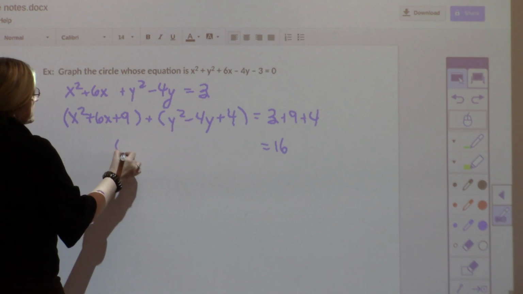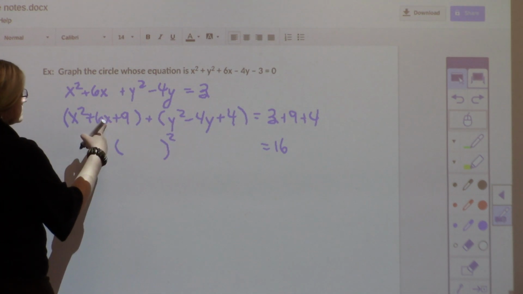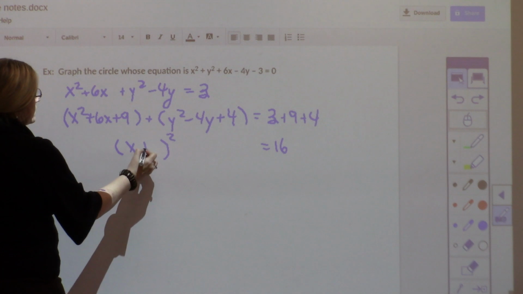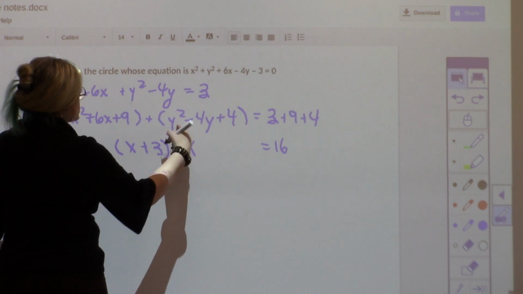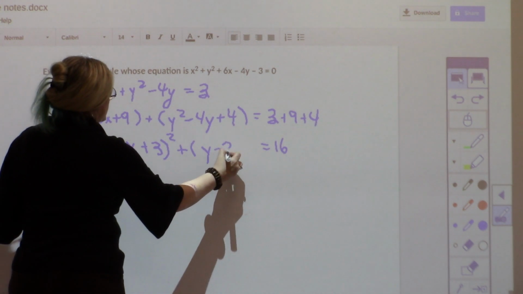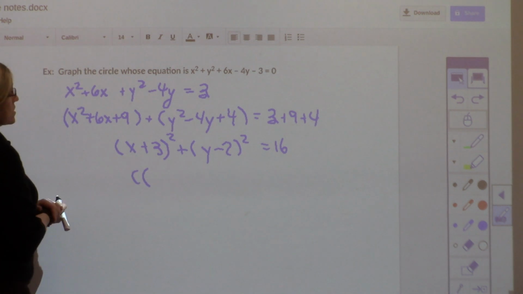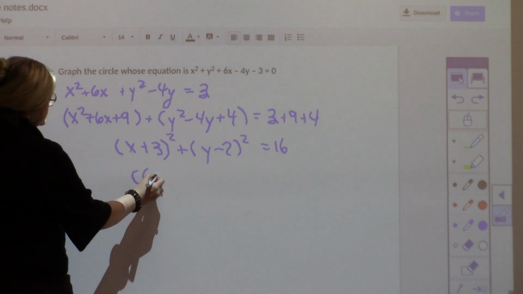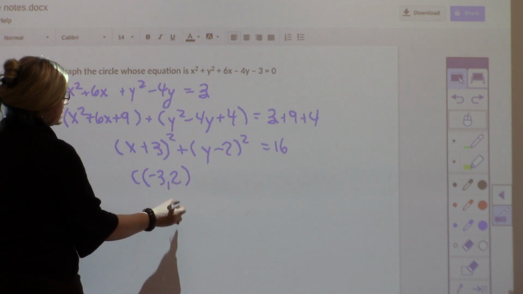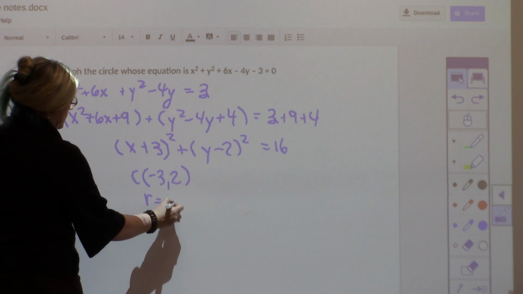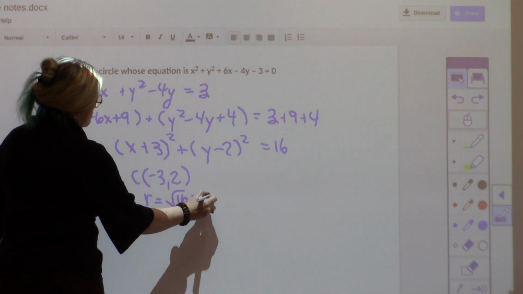So this is the perfect square of what? (x plus 3) squared, and this is (y minus 2) squared. So now, the center of this circle is where? (-3, 2). And the radius is the square root of 16, which is 4.